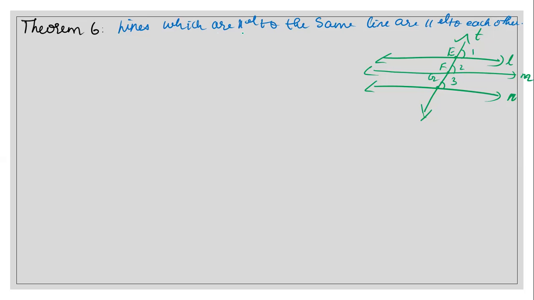So what are they saying? Lines which are parallel to the same line are also parallel to each other. Now look here. See.